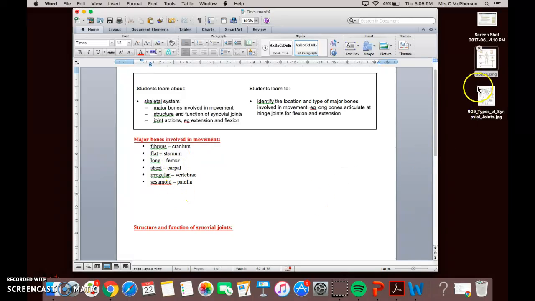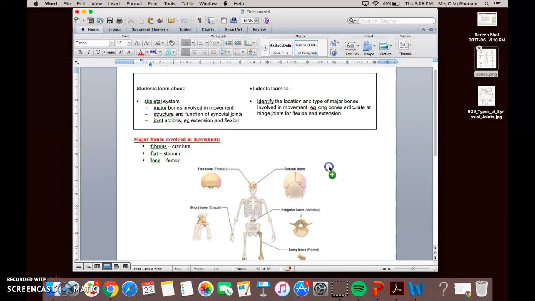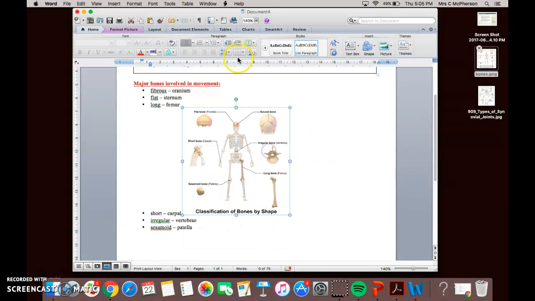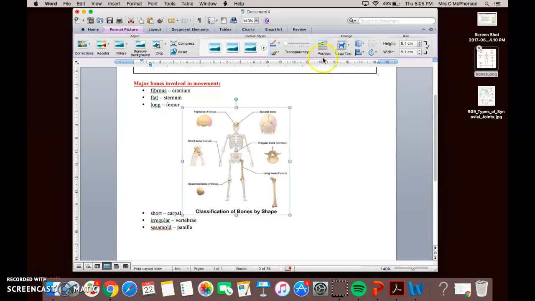If you wanted to be super fancy, you could put in a diagram. This is just one I've had on the side because I am a nerd.